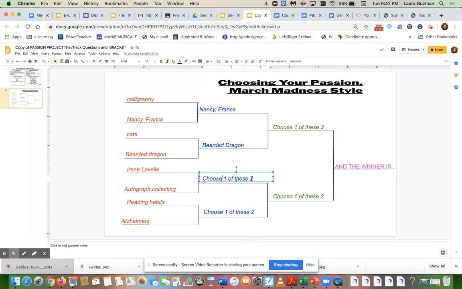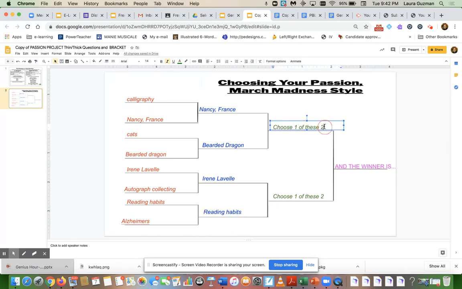Then between Irene Lavelle and autograph collecting, I'm thinking here between the thin and the thick questions, and I just don't know that I have enough thick questions in my head about autograph collecting. So I'm going to stick with my friend Irene Lavelle here. And then reading habits versus Alzheimer's. And I think right now I am going to stick with reading habits.